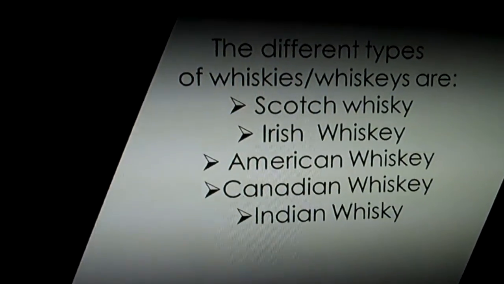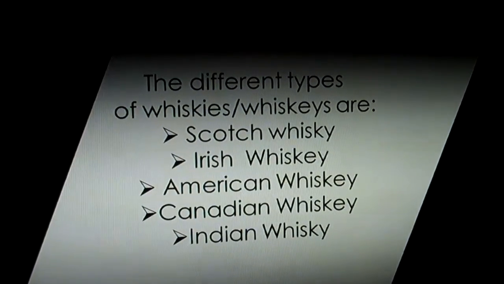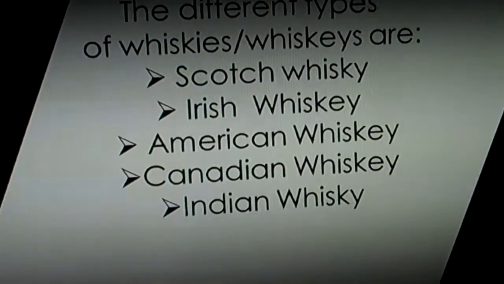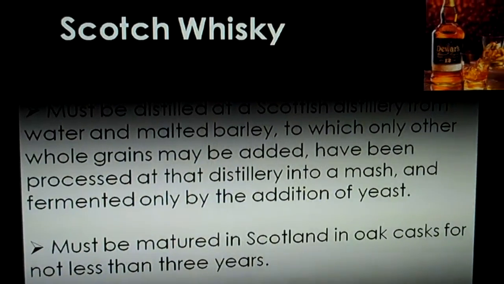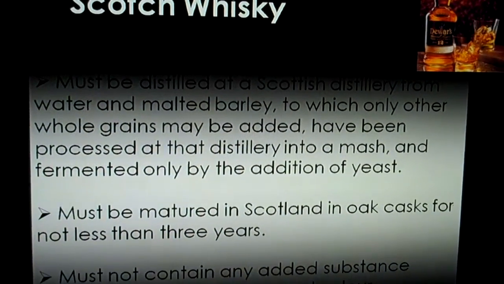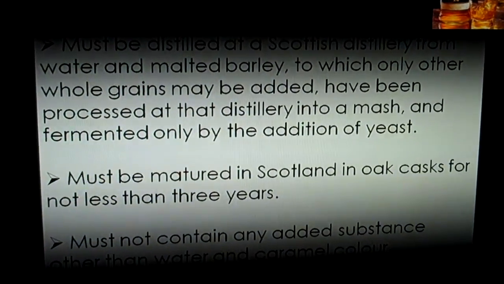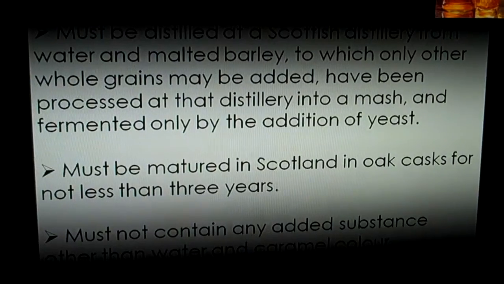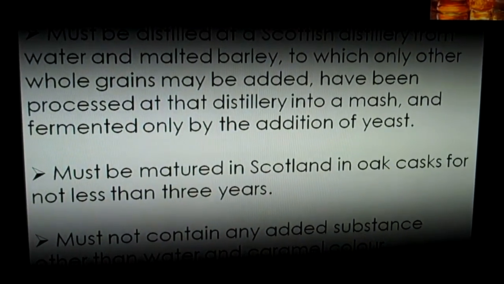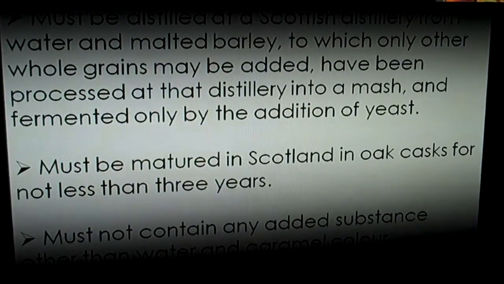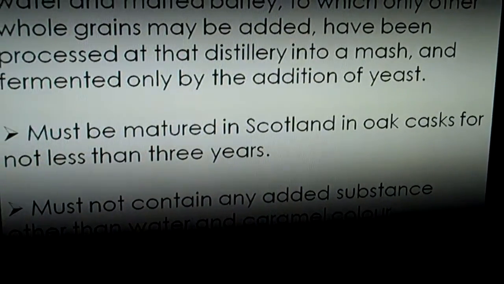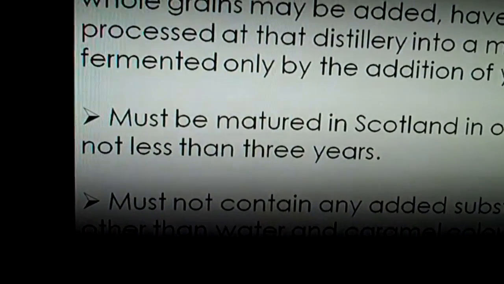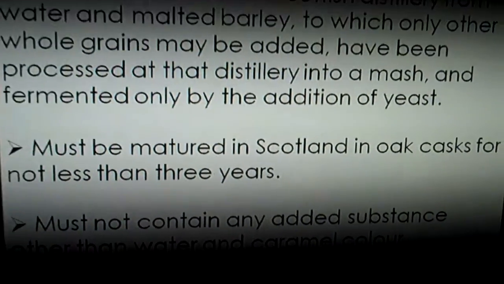The different types of whiskey are Scotch whiskey, Irish whiskey, American whiskey, Canadian whiskey, and Indian whiskey. First, we have Scotch whiskey, which must be distilled at a Scottish distillery from water and malted barley, to which only other whole grains may be added, and have been processed at that distillery into a mash and fermented only by the addition of yeast. It must be matured in Scotland in oak casks for not less than 3 years. It must not contain any added substance other than water and caramel color.